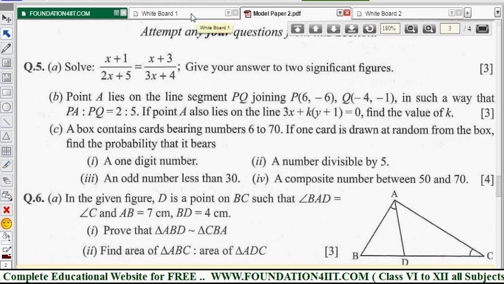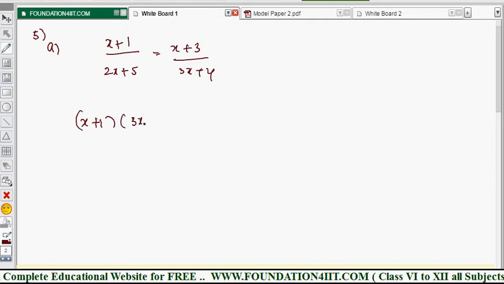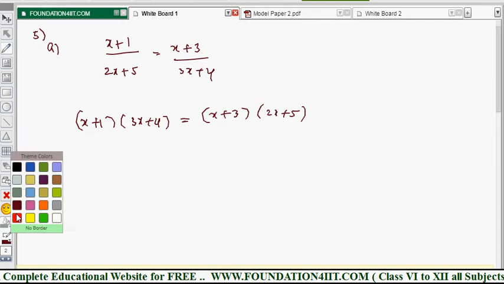So the given question is this. The equation is (x plus 1) by (2x plus 5) is equal to (x plus 3) divided by (3x plus 4), up to two significant figures. Let us find the quadratic equation first by cross multiplication. That is, (x plus 1) into (3x plus 4) is equal to (x plus 3) into (2x plus 5). This step is done by cross multiplication.